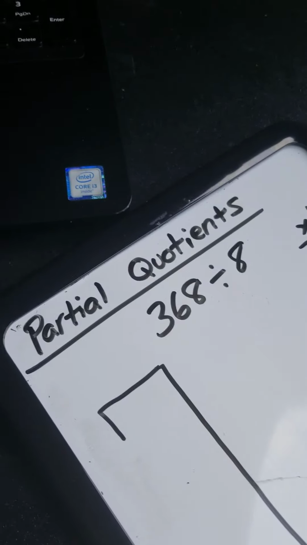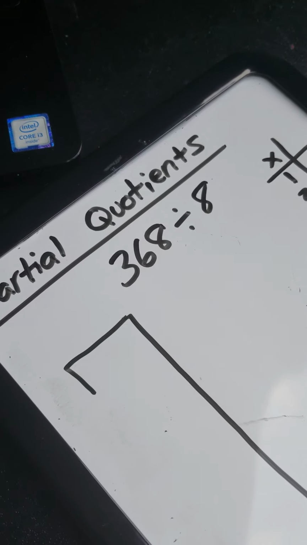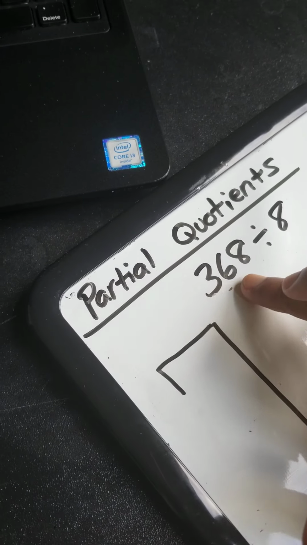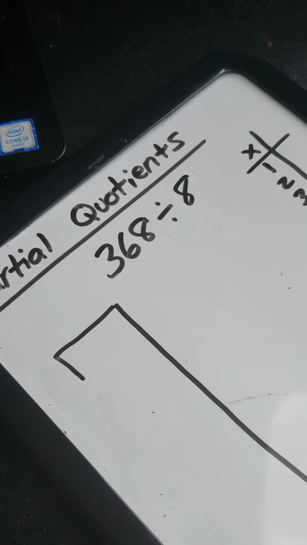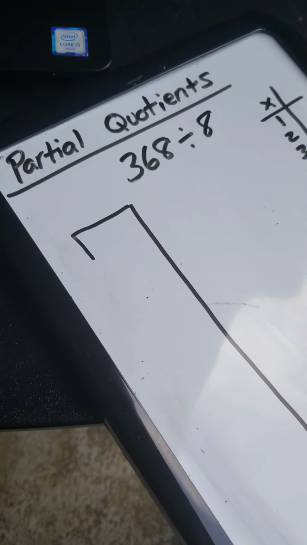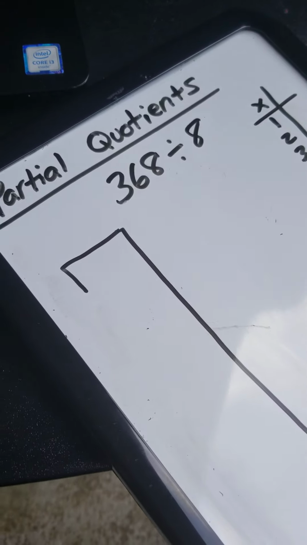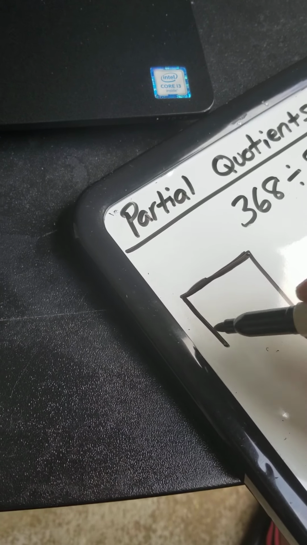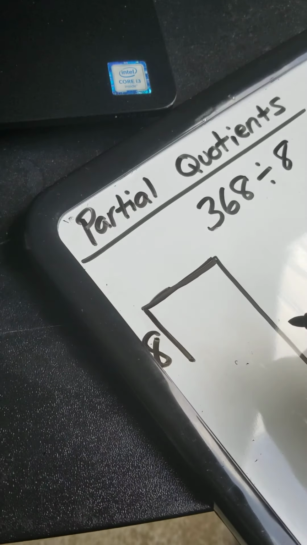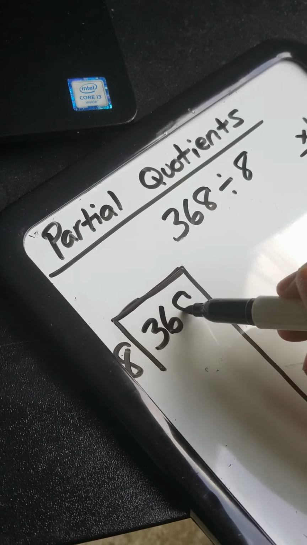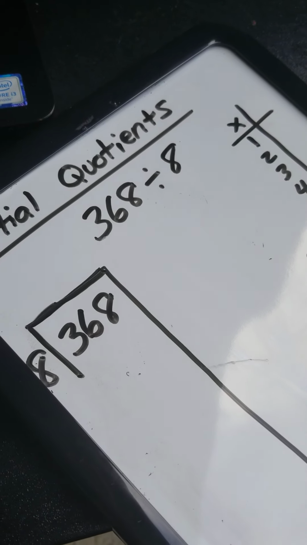All right, next we're going to try partial quotients. So we have 368 divided by 8. Okay? So this is a different type of division. I know we grew up on long division, parents, but this is what they're teaching now. So we have 8, and your 368 will go inside the box.